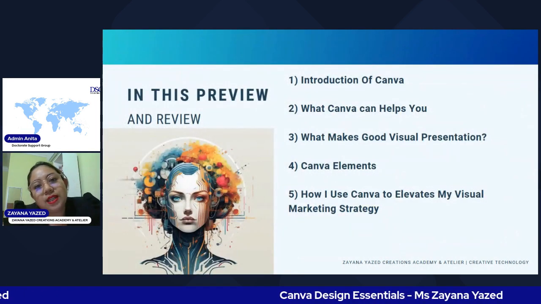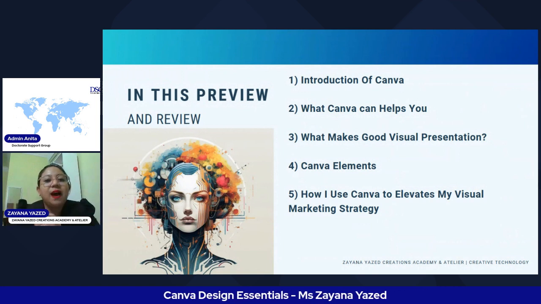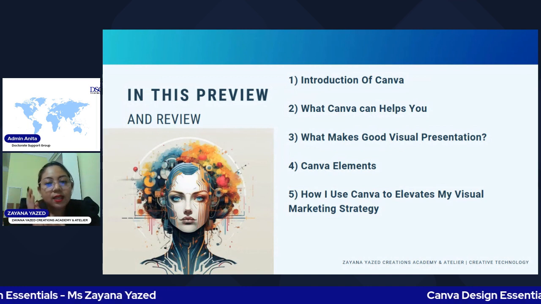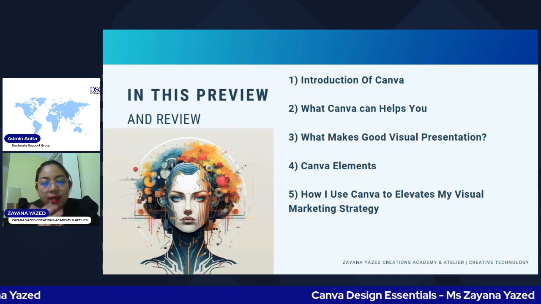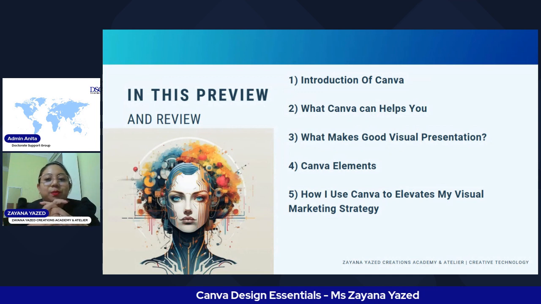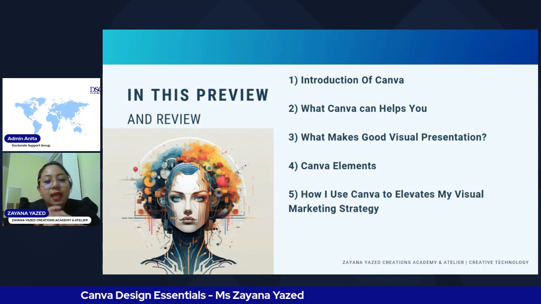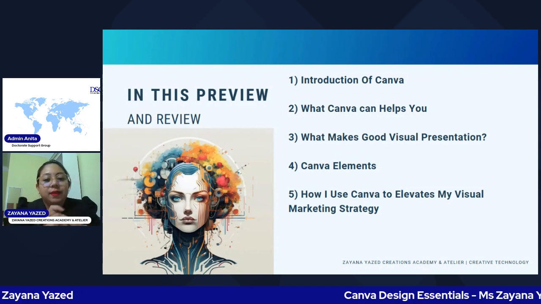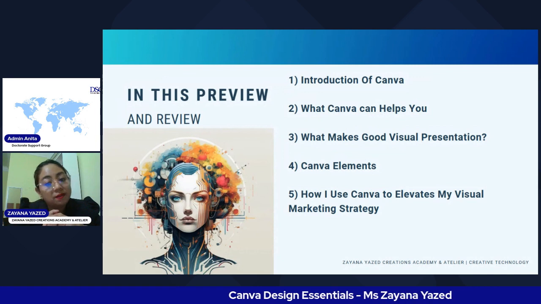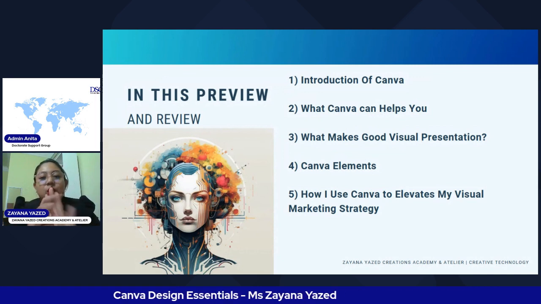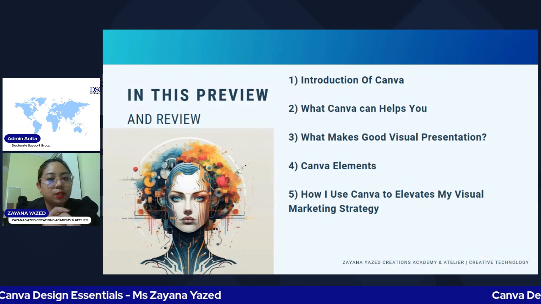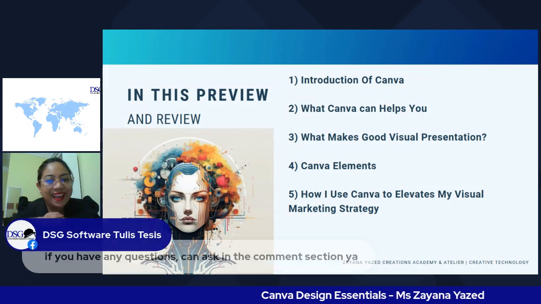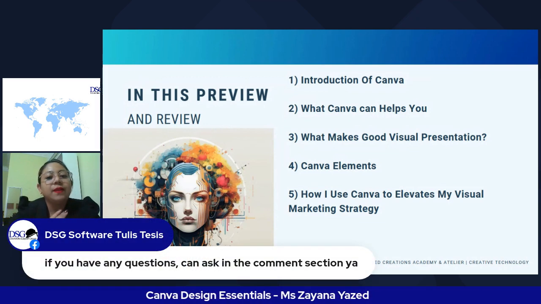For tonight I will introduce these 5 topics. First is the introduction of Canva. Number 2, what Canva can help you with. Number 3, what makes a good visual presentation, which is the most important. Next is Canva elements. And 5th, how I use Canva to elevate my visual marketing strategy. These 5 topics I will cover tonight, and I hope all of you will pay attention and please give feedback if you have any questions after this.